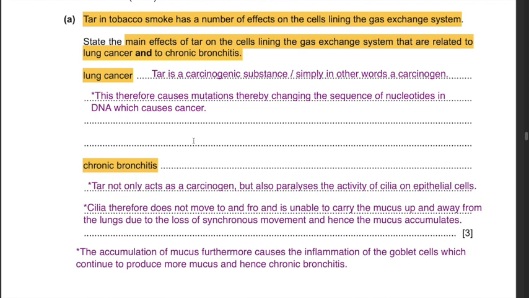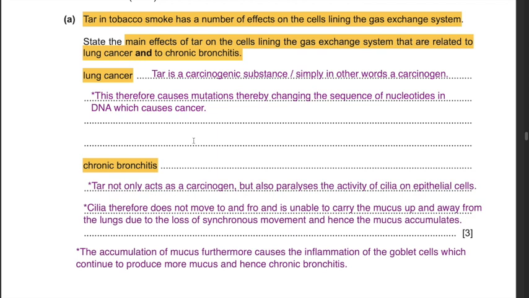However, if the cilia is paralyzed, the cilia is not able to move to and fro, and if it doesn't move to and fro, that means the mucus is not carried away from the lungs, and thus it would accumulate. The accumulation of mucus furthermore causes the inflammation of the goblet cells. Remember that key point. Accumulation of mucus leads to inflammation of the goblet cells, which continue to produce more and more mucus, and thus chronic bronchitis occurs.